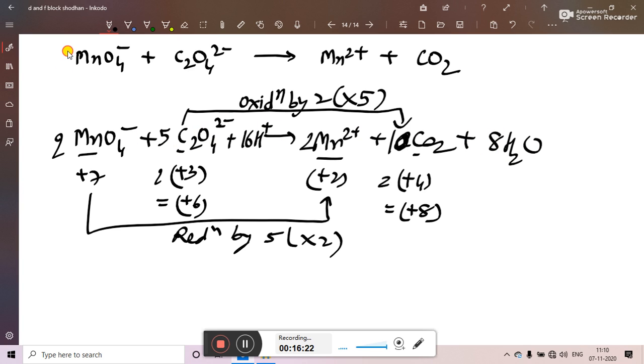Okay, so what is the balanced equation? 2MnO4 minus plus 5C2O4 2 minus plus 16H plus gives 2Mn2 plus 10CO2 plus 8H2O. So this is the balanced equation.